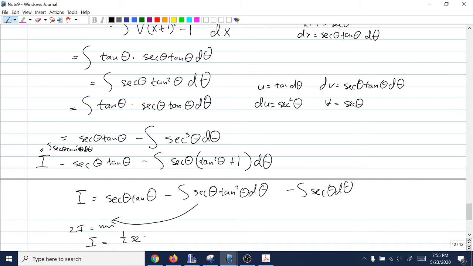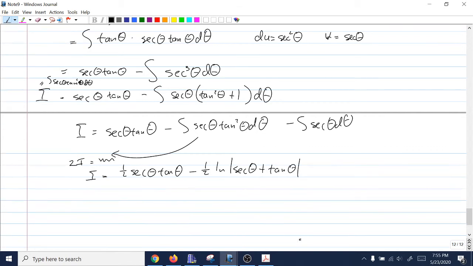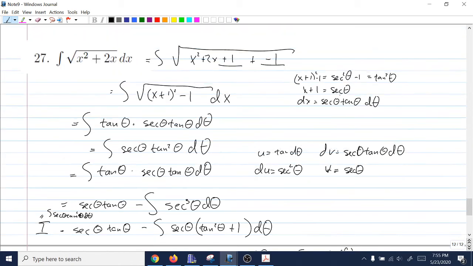Half secant theta tangent theta minus half the integral of secant. The integral of secant is natural log absolute value secant plus tangent. But we still got to back substitute for what was theta. Remember, there was an original trig substitution before we had this big integral.